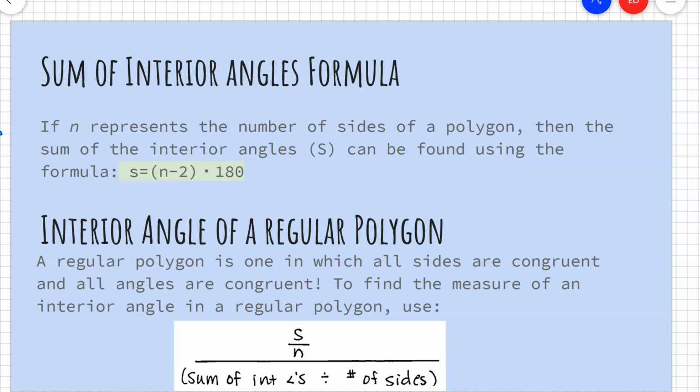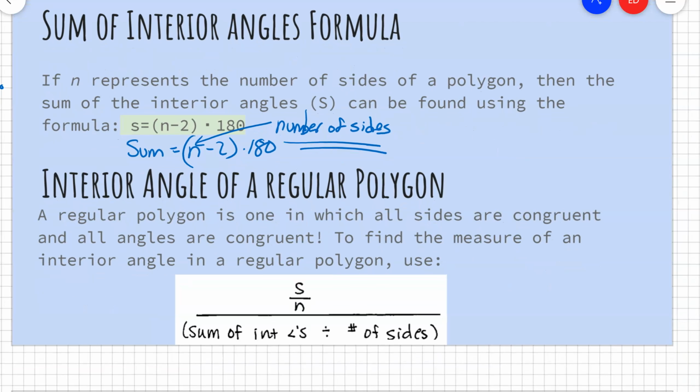Alright, so the sum of the interior angles formula. If n represents the number of the sides of a polygon, then the sum of the interior angles can be found using the formula S, which is the sum, equals the number of sides minus 2 times 180 degrees. So if you need to draw a little arrow to remind yourself, hey, this is really the number of sides, okay, to help you remember what parts of the formula are, do it.